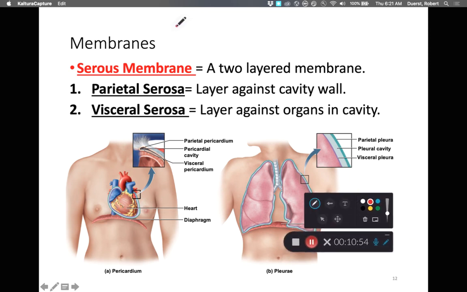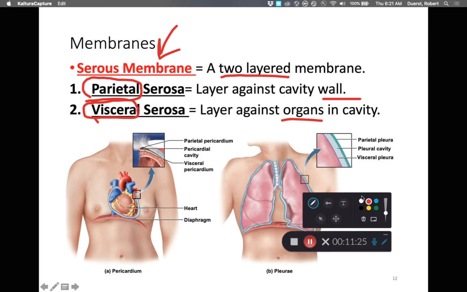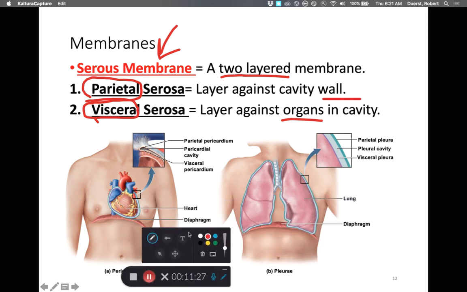As we look at those membranes that line the cavities, a serous membrane is always going to be a two-layered membrane. The parietal layer is always going to be towards the outside. The visceral layer is the inner or deeper layer, and it's always the visceral layers against the organ. Recall a technical word for organ is viscera. The visceral serosa is the serosal layer or serous layer against an organ. And when we think of the parietal serosa, that's the layer that's against the partition or wall of the cavity.